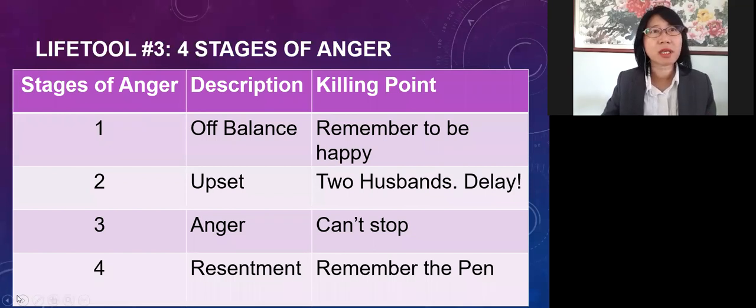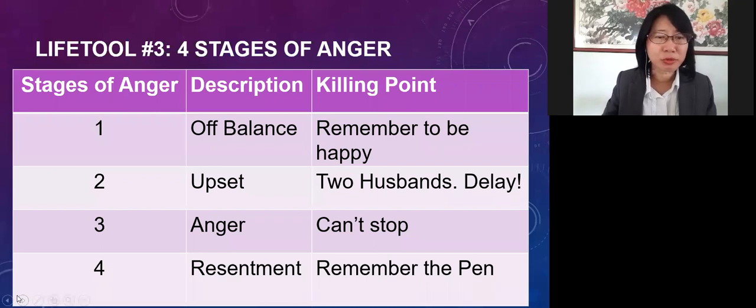As you can see, the first stage is off balance. Stage number 2, upset. Stage number 3, anger. And stage number 4, resentment. The stages go from 1 to 4. So the moment when we are very, very happy, we are not in any of these stages of anger. We are actually at stage number 0. So the moment we don't feel 100% happy, actually we are already in the first stage of anger, which is off balance.